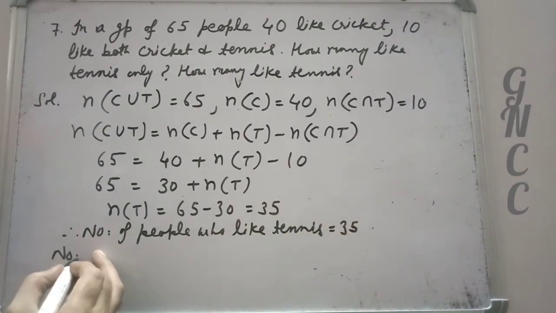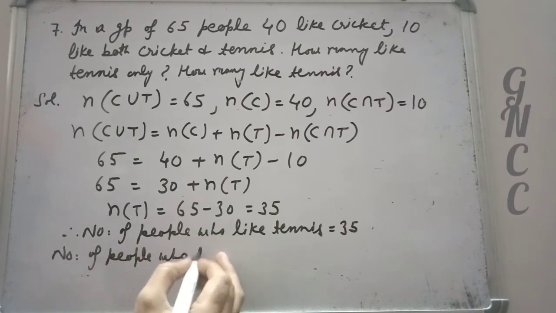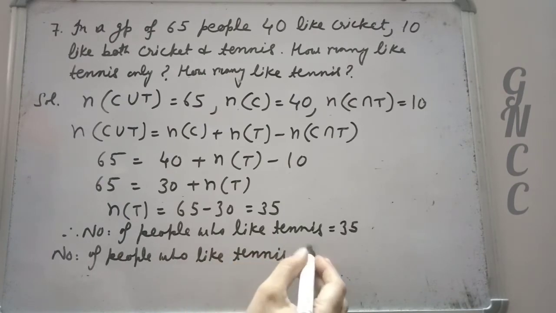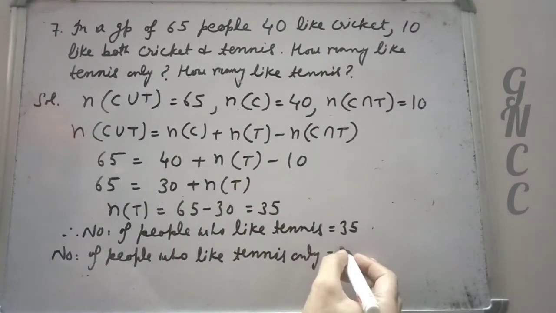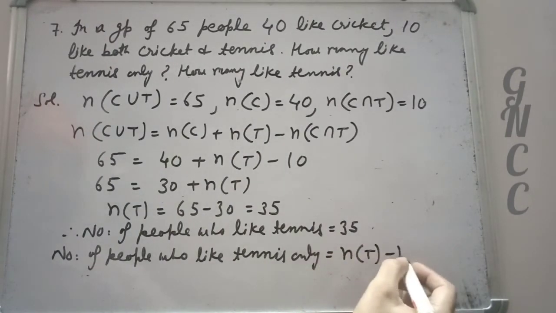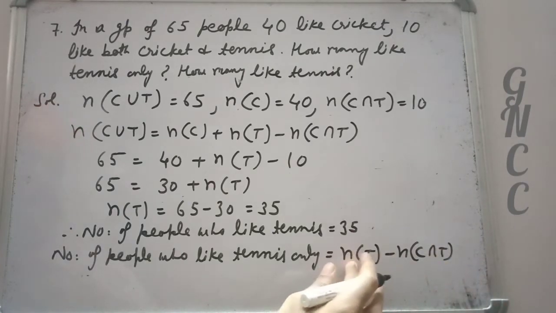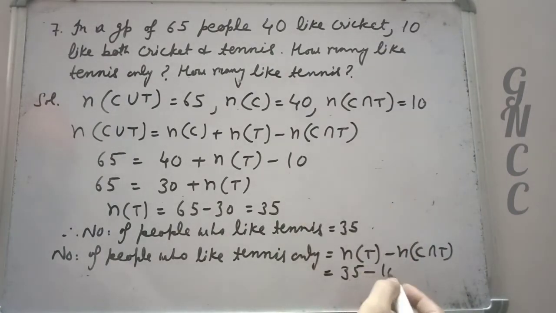Now number of people who like tennis only, you have to subtract n(T) minus n(C intersection T). जो टेनिस लाइक करते हैं उसमें से जो दोनों लाइक करते हैं उसको माइनस करना है. This is 35 minus intersection is 10, so this is 25. So this is the answer.